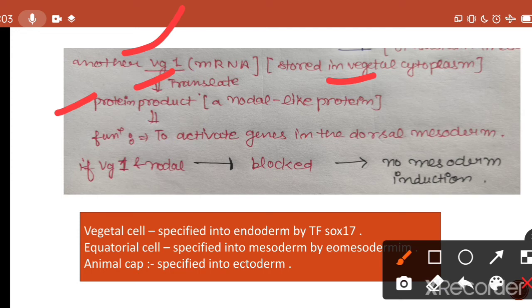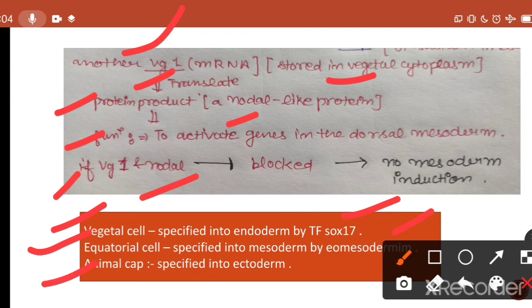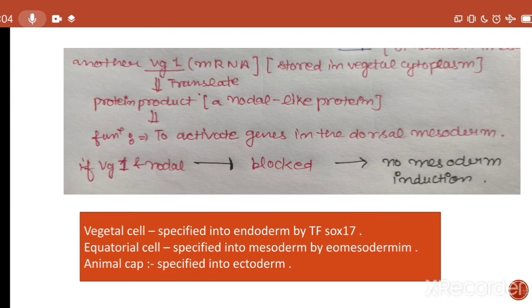This nodal-like protein has a function to activate genes in the dorsal mesoderm, and if this Vg1 and nodal-like protein is blocked, no mesodermal induction will occur. So we are clear from this that nodal and Vg1 have a mechanism of induction that results in the formation of mesoderm. So the vegetal cells are specified into endoderm by a transcription factor, that is VegT, and equatorial cells are specified into mesoderm by eomesodermin, and the animal cap is specified into ectoderm.